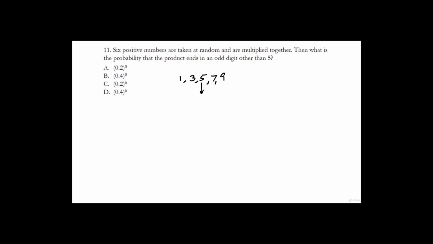Now, odd number into even number will become an even number, so we cannot get odd digits at the end. So we have to multiply only the odd digits. So we have to get 6 numbers, and all these 6 numbers should end in any one of these 4 odd digits. Now, the probability of selecting an odd digit is 4 by 10 if only the digits 1, 3, 7 and 9 are considered, which is 0.4. So, the probability of selecting the first number as an odd number is 0.4.